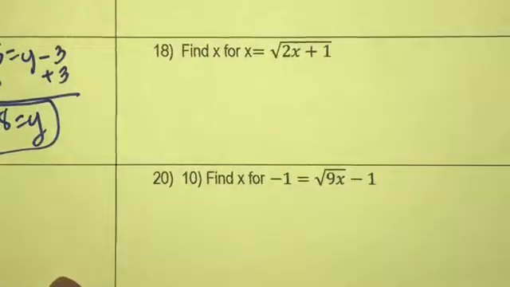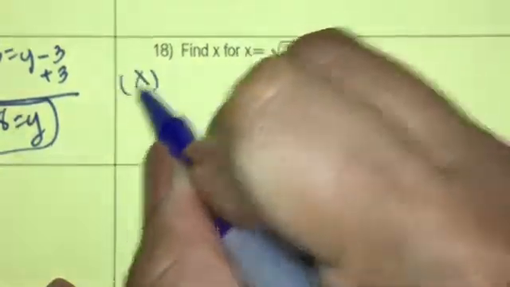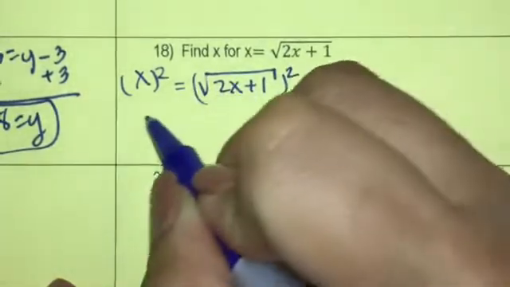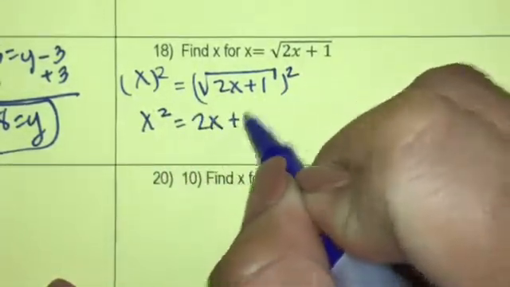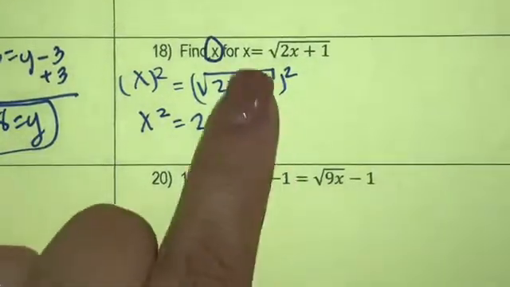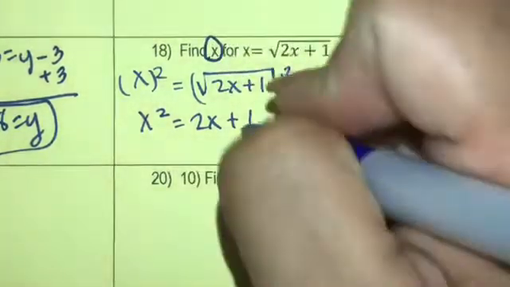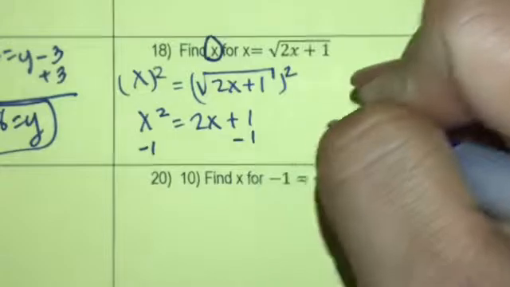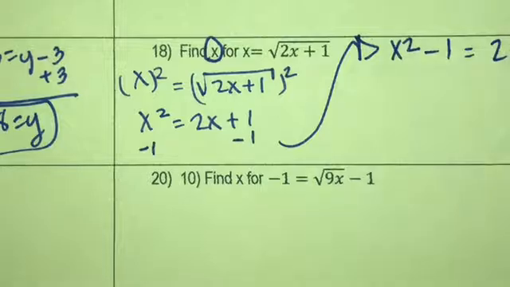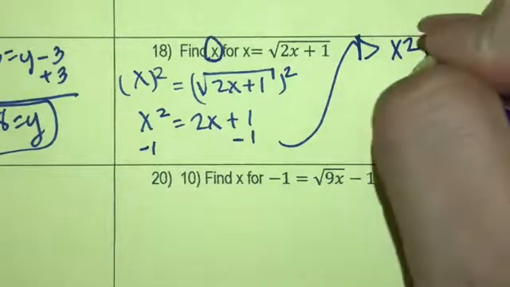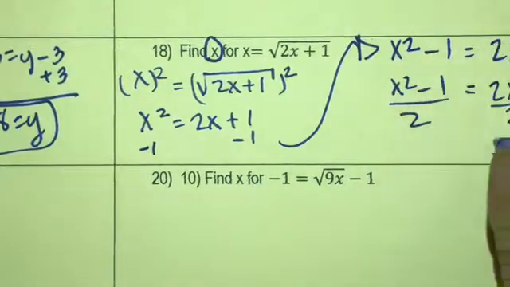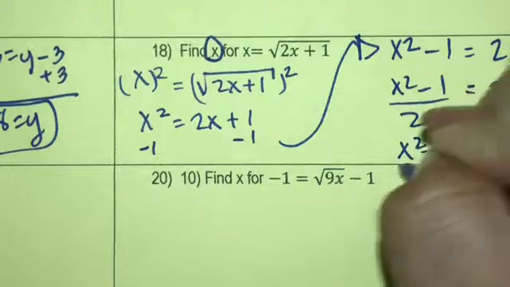Number 18, you're going to square both sides. X squared equals the square root of 2x plus 1 squared. X squared equals 2x plus 1. You're solving for x. So it's going to be minus 1, minus 1. So then x squared minus 1 equals 2x. And then divide by 2 on both sides. X equals x squared minus 1 divided by 2.